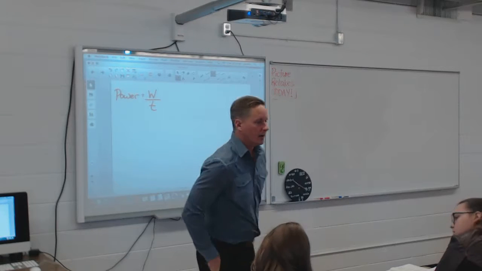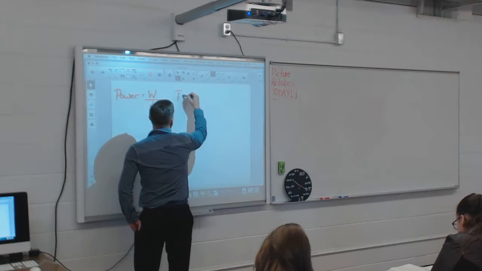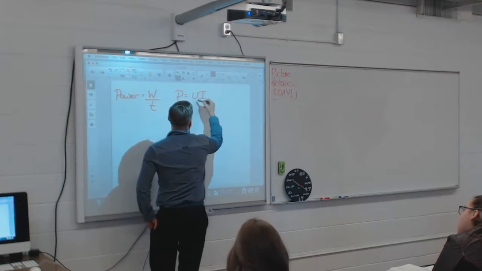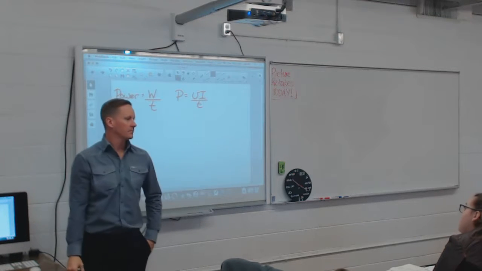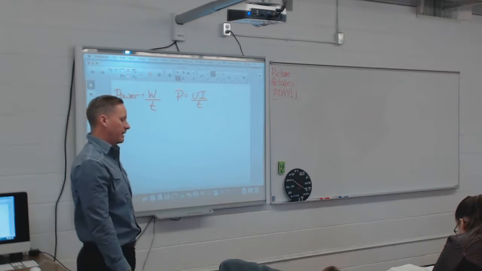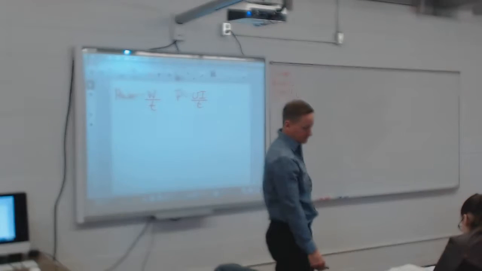The circuit. Now, power is due to work over time. Work is equal to VI. Okay, we've already done that in this section already. So power is equal to VI over T.